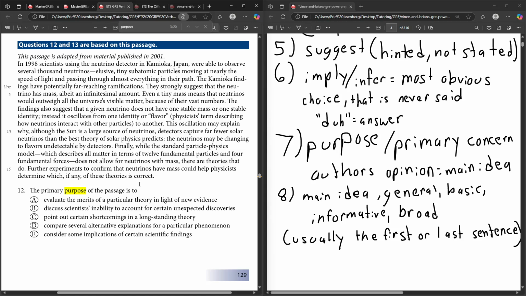Finally, while the standard particle physics model, which describes all matter in terms of 12 fundamental particles and 4 fundamental forces, does not allow the neutrinos with mass, there are theories that do. Further experiments to confirm the neutrinos have mass could help physicists determine which, if any, of these theories is correct. Awesome. So that's a mouthful.